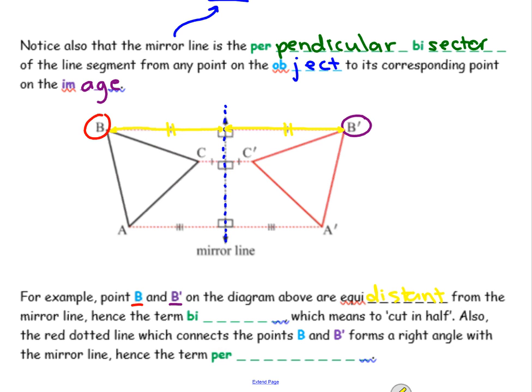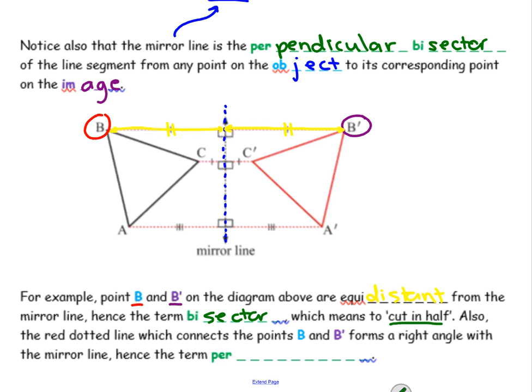Equidistant from the mirror line. Hence the term bisector. So that's why the word is called perpendicular bisector, because it splits the length from B to B dash in half. So the mirror line is called a bisector because it splits the line connecting B and B dash perfectly in half. So bisector means to cut in half.